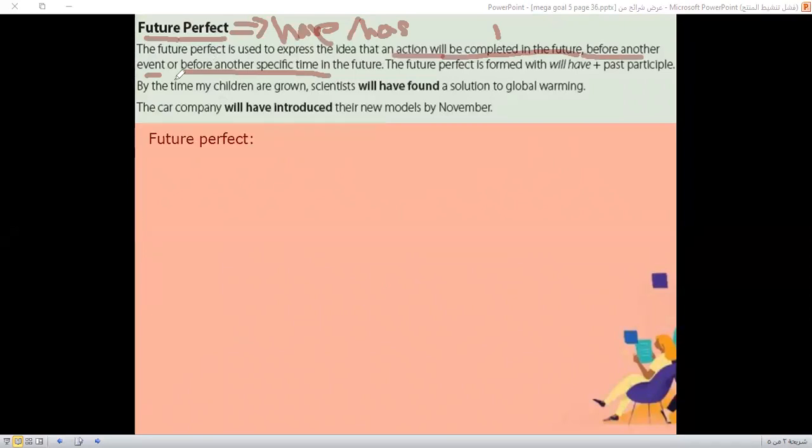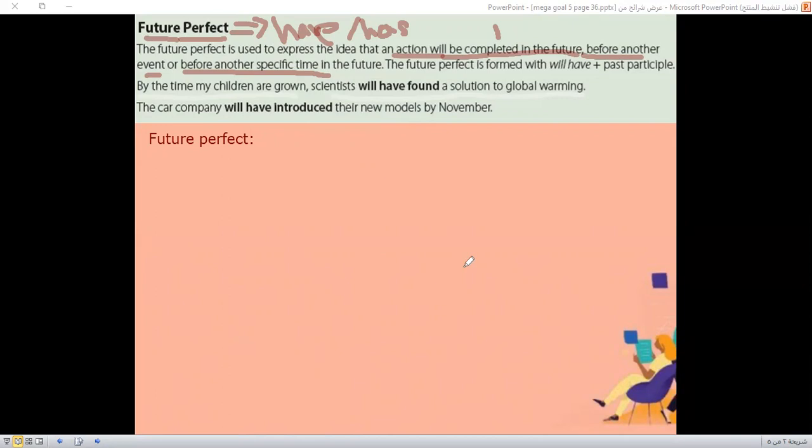Like for example, let's see here. For example, by the time my children are grown, scientists will have found a solution of global warming. Now here I have two things. By the time my children are grown, and scientists will have found a solution for global warming. Which one do you think is going to happen first? My children are grown, or scientists will have found the solution to global warming?